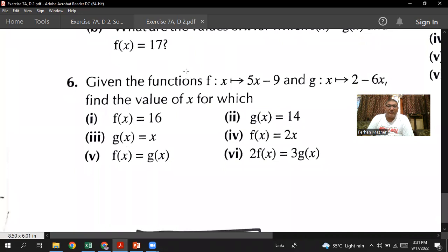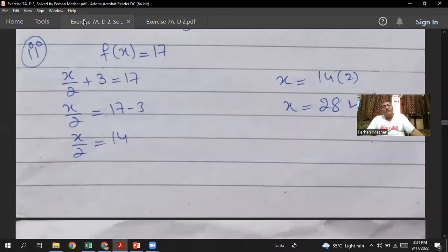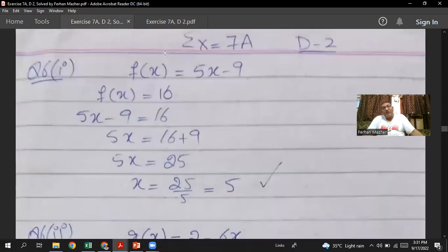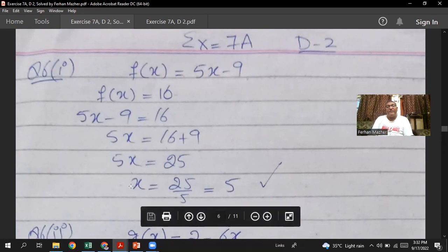The next question coming up on your screen is question number 6. It says, given the function f of x is equals to 5x minus 6 and g of x is equals to 2 minus 6x. Find the values for x for which f of x equals to 16. So f of x equals 16 means that you will make that formula equals to 16. F of x equals to 5x minus 9 and f of x equals to 16. So 5x minus 9 will be equals to 16. So 5x will be equals to 16 plus 9. 5x will be equals to 25 and x will be equals to 25 divided by 5 and that will be 5.